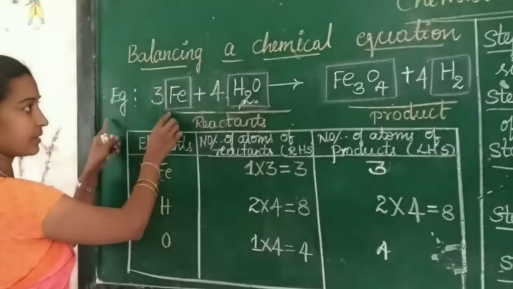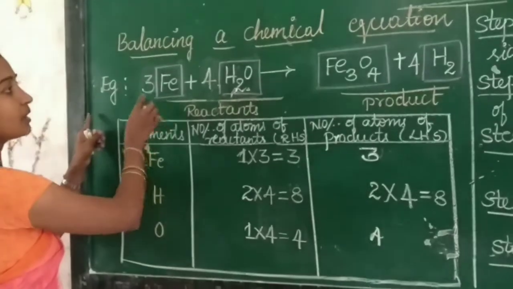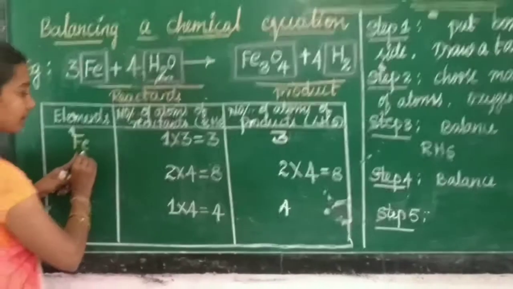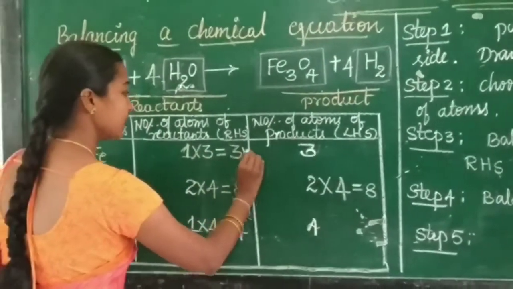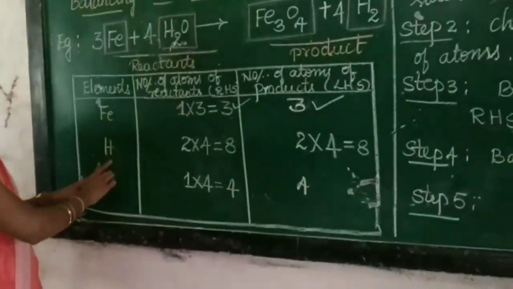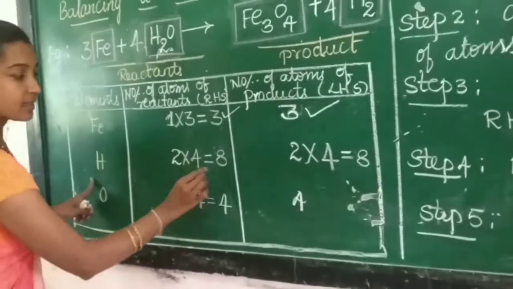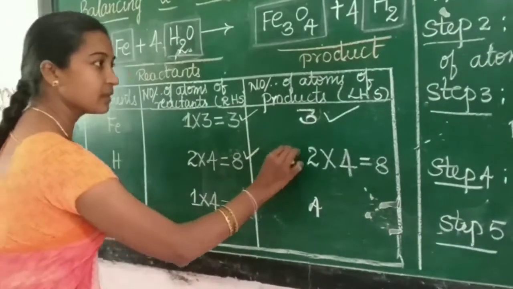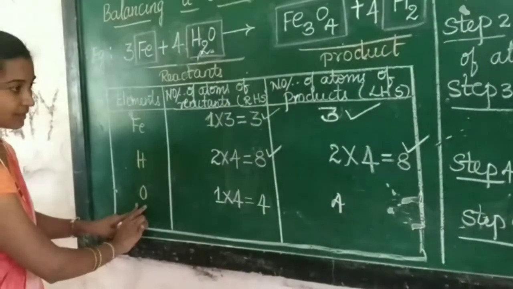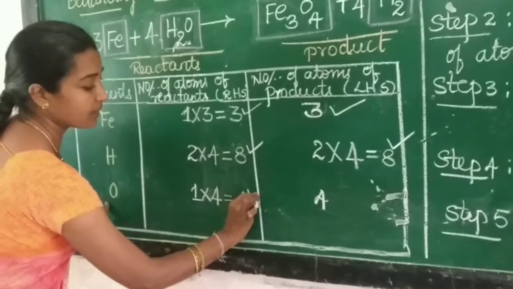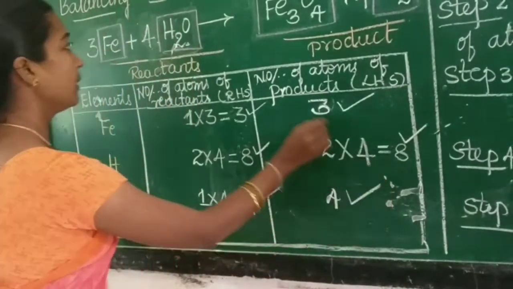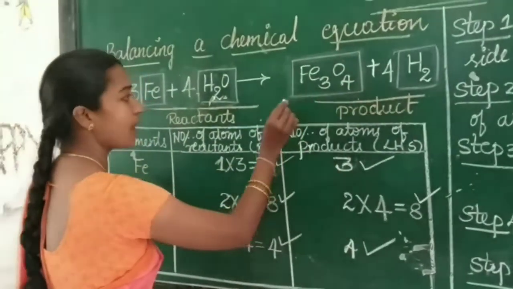Now observe, this equation is balanced, but now check whether each element is balanced or not. Observe here, iron in RHS is having 3 atoms, in LHS is also 3. Now come to hydrogen. In RHS, the number of atoms is 8, and in LHS also 8. Observe oxygen. In RHS, the number of atoms is 4. Here the number of atoms is also 4. Now this equation is balanced.